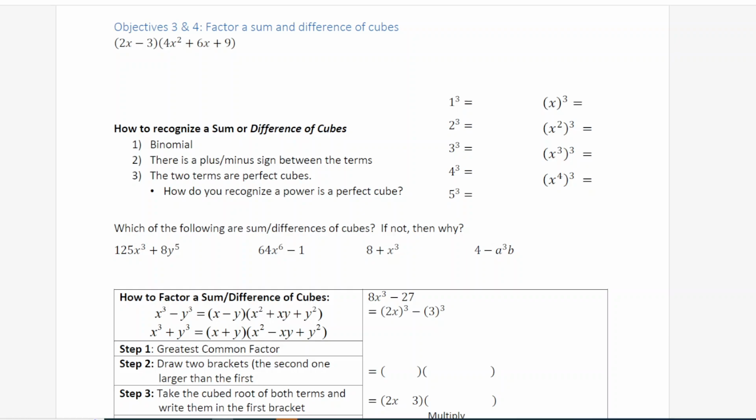All right, we're on to our last type of factoring. So we have learned how to do greatest common factor, how to group, how to factor trinomials using the AC method, as well as drawing your two brackets when the leading coefficient is a 1. Also, perfect square trinomials. We've learned difference of squares, and now our last one here is called a sum and difference of cubes.